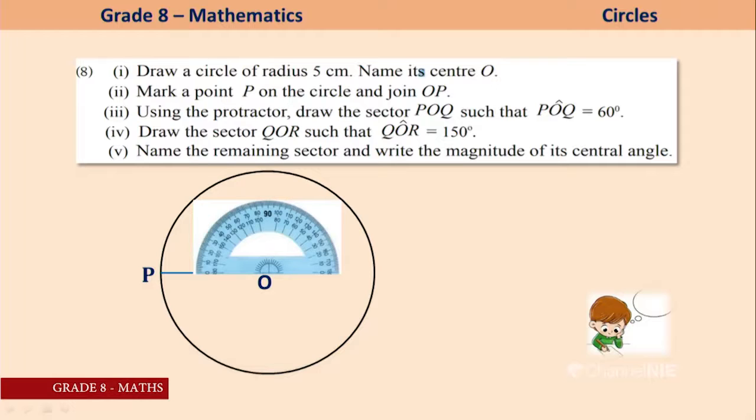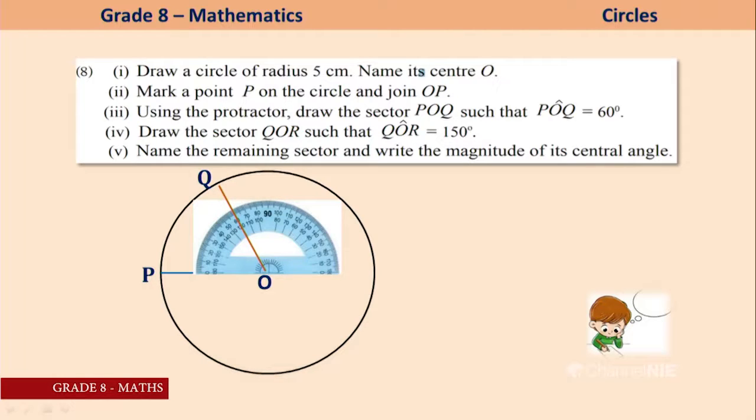Okay, hope you are ready. Then mark 60 degrees. POQ should be 60 degrees. Now you can see how to mark that Q.